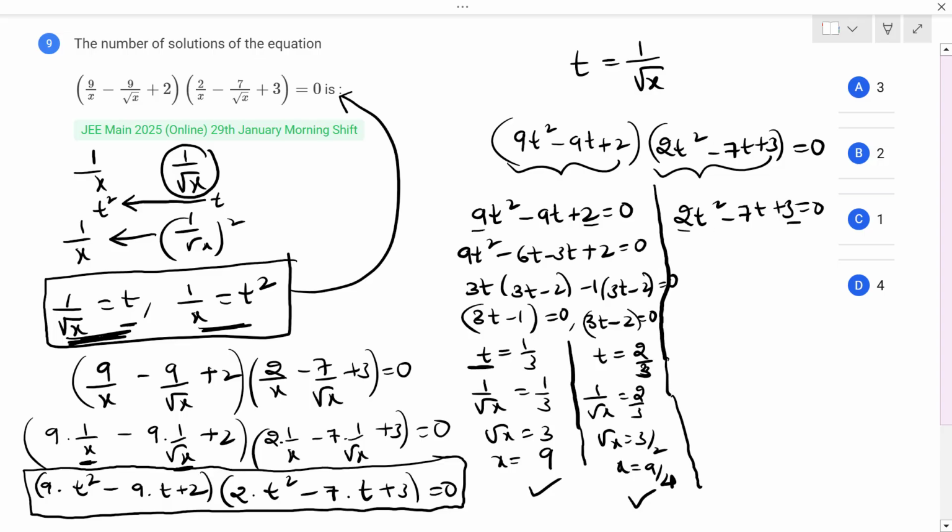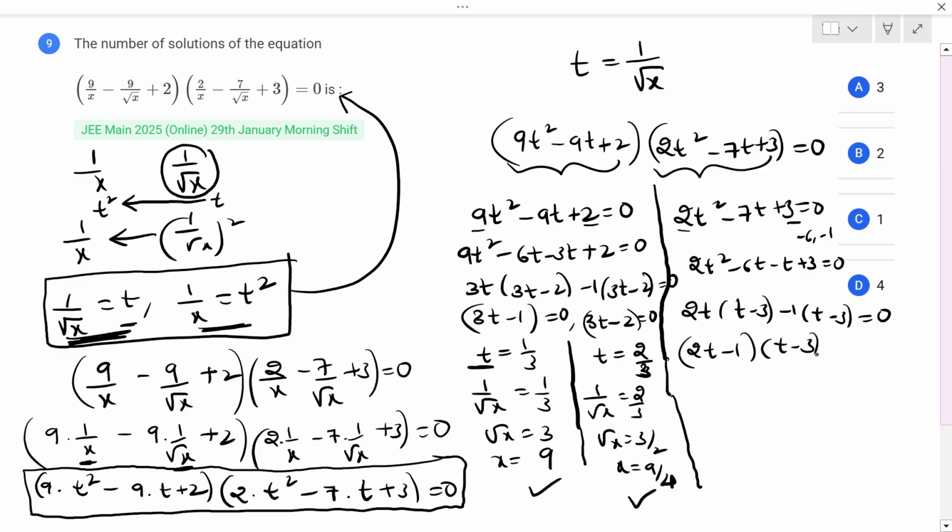So 2 into 3, 6. 6 minus 7. So minus 6 and minus 1 are the factors. So 2t square minus 6t minus t plus 3 is equal to 0. If you take 2t common, that would be t minus 3, and minus 1 common, t minus 3, is equal to 0. So that would be 2t minus 1 into t minus 3 is equal to 0. So t is equal to either 1 by 2 or 3.